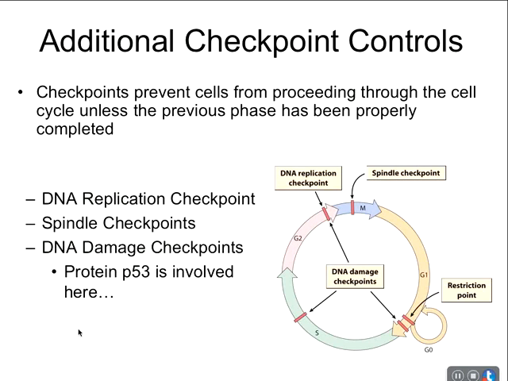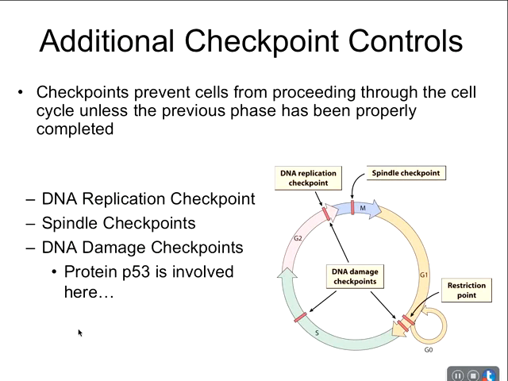Why do you want to do that? You don't want to send mutated DNA onto the daughter cells. So P53 is going to kill off that cell through apoptosis in order to prevent it from sending mutated DNA on to the next generation.